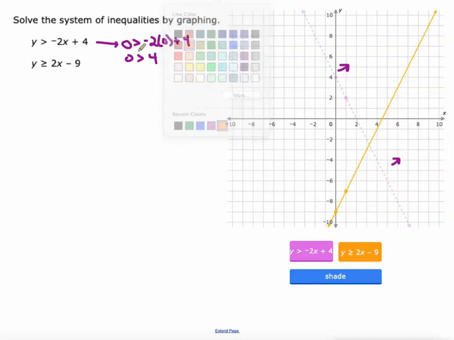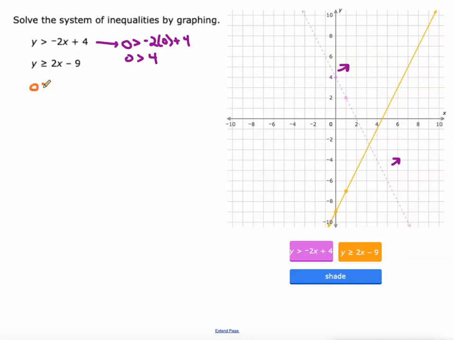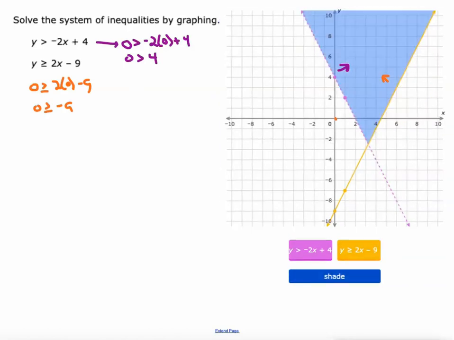All right. What about the other one here? Let's check the point 0, 0. 2 times 0 minus 9. Is 0 greater than or equal to -9? Now that is a true statement. So we would be shading this side, the side that does include the point 0, 0. So then I grab my eraser and I think, okay, this is the section I want. So I'm not going to worry about that. I'm not going to worry about that. That's the section that includes all the points that are solutions to this system of linear inequalities.